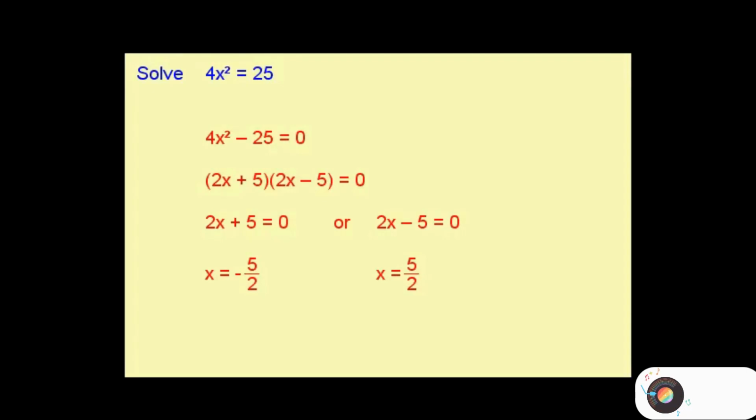To start this question, I need to rearrange my equation so that it's equal to 0, like this. I then spot that it's the difference of two squares, 2x plus 5, 2x minus 5. To solve the equation, one of these brackets has to be equal to 0. So if this one is equal to 0, I get the answer x is minus 5 over 2. And if this bracket is equal to 0, I get the answer x is 5 over 2.